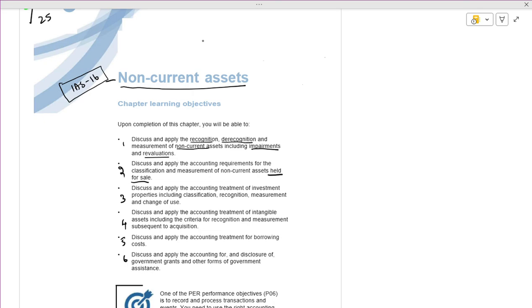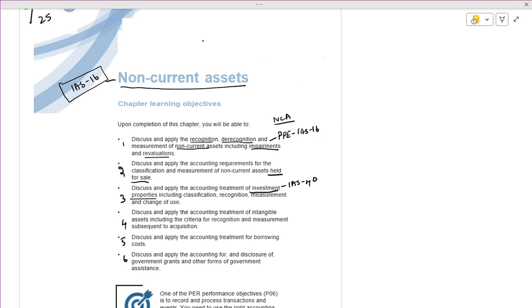Next, we also want to know the accounting treatment for investment properties, including classification, recognition, measurement, and change of use. When we talk about non-current assets, we say property, plant and equipment, which is IAS 16. Investment property will be IAS 40.